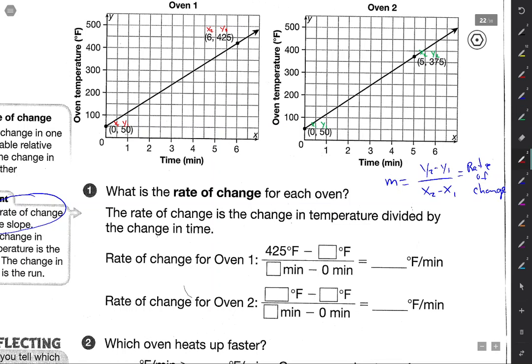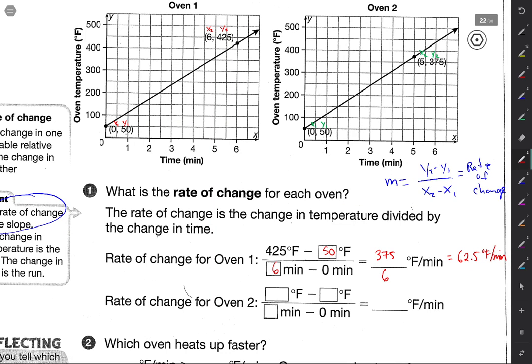So starting with oven number 1, our y2 value is 425 and our y1 value is 50. Then our x2 value is 6, our x1 value is 0. So then if we do that, we're going to have 425 minus 50. Well, that gives us 375. And then 6 minus 0 is 6. So if we have 375 divided by 6, that would also equal 62.5 degrees Fahrenheit per minute. So I just converted that fraction into a decimal.